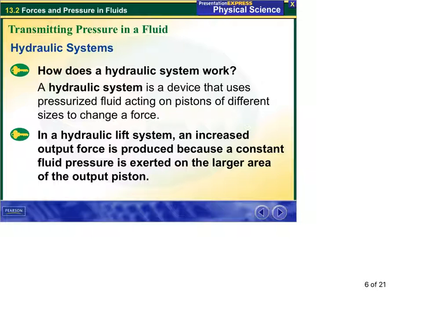Hydraulic systems. Hydraulic systems are based off of Pascal's principle. A hydraulic system uses a pressurized fluid acting on pistons of different sizes to change a force. And in a hydraulic system, an increased output force is produced because a constant fluid pressure is exerted on the larger area of the output piston.